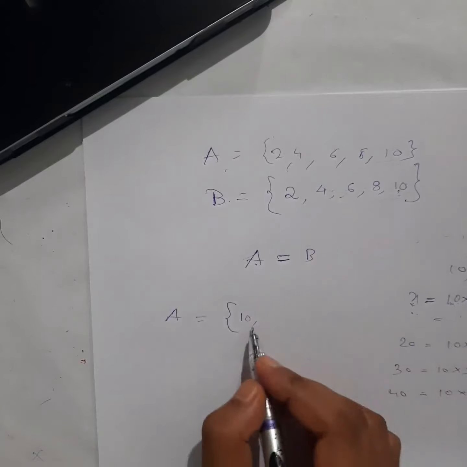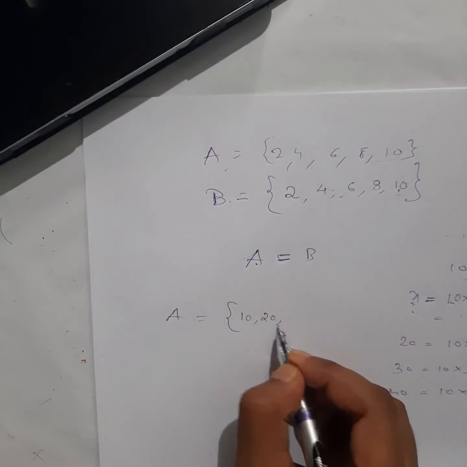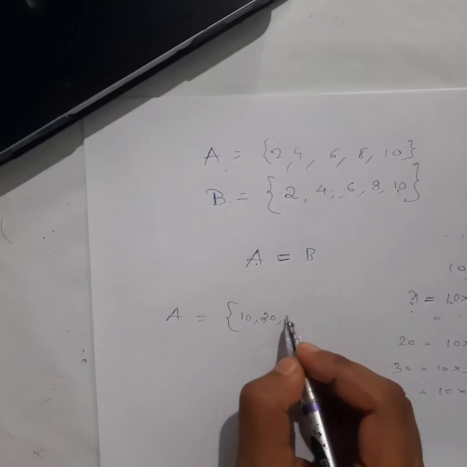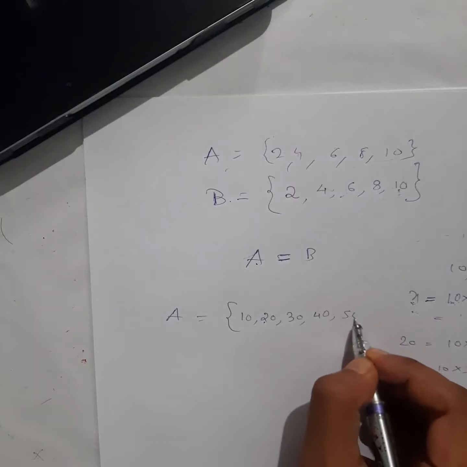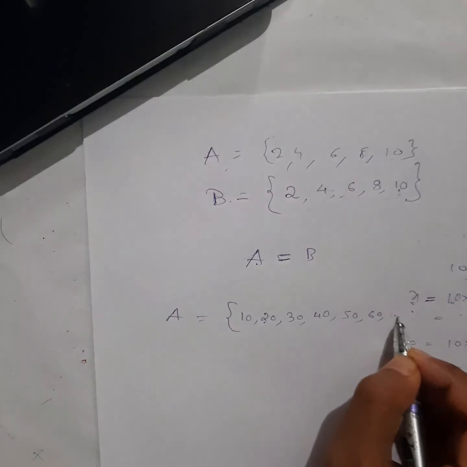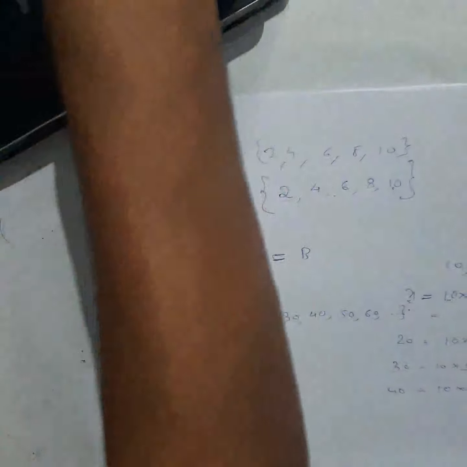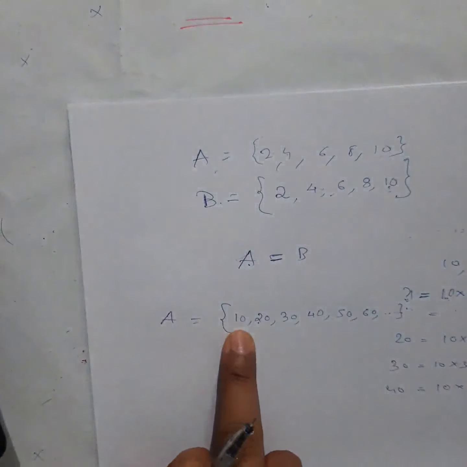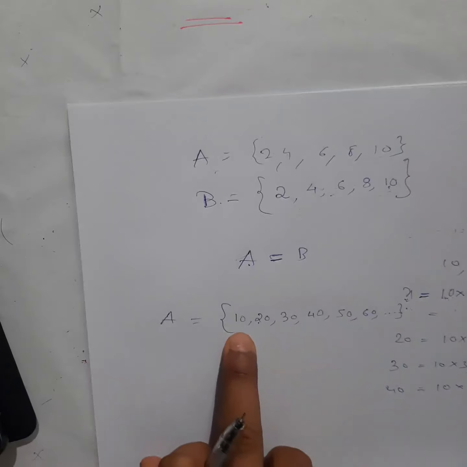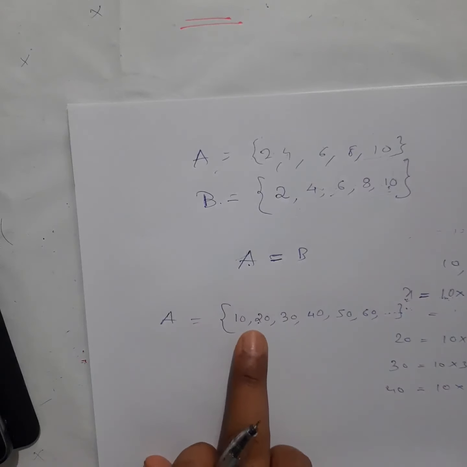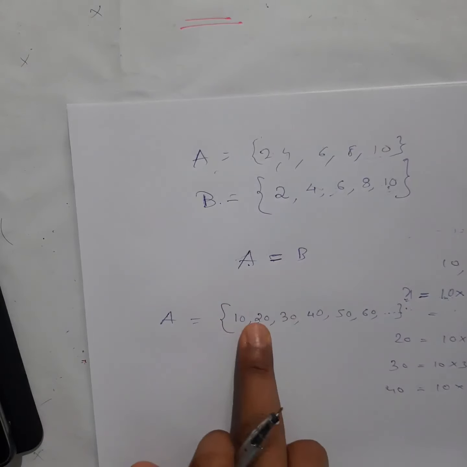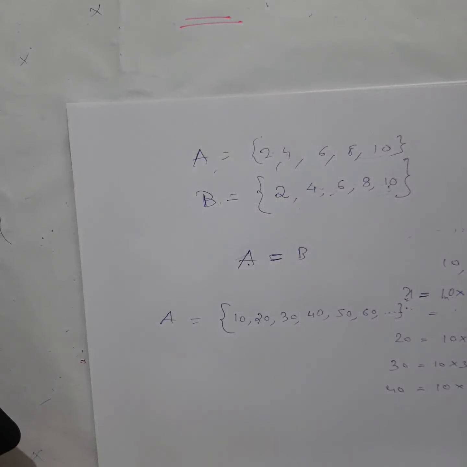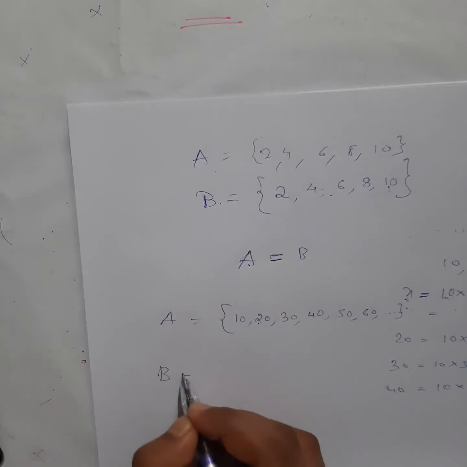Okay, so 10 into 1, 10. The next element will be 20, a multiple of 10. You can see 20 is a multiple of 10, all the multiples of 10. 30, then 40, then 50, then 60. It will go on like that. 70, 80, 90, 100, like that it will go on. So they have said A is a set of elements in which X is the element, right? And what is X? X is a multiple of 10. So these are the elements which we can list: 10, 20, 30, 40, 50, 60, 70, 80, 90. It will go on like that. Okay, now let's see what the elements of B are.